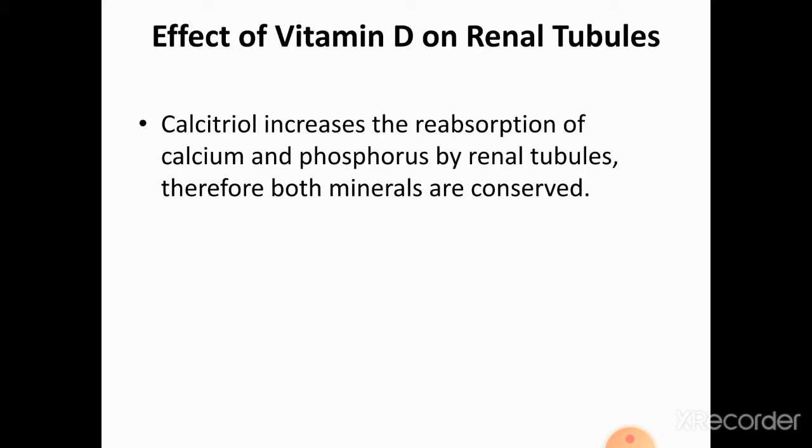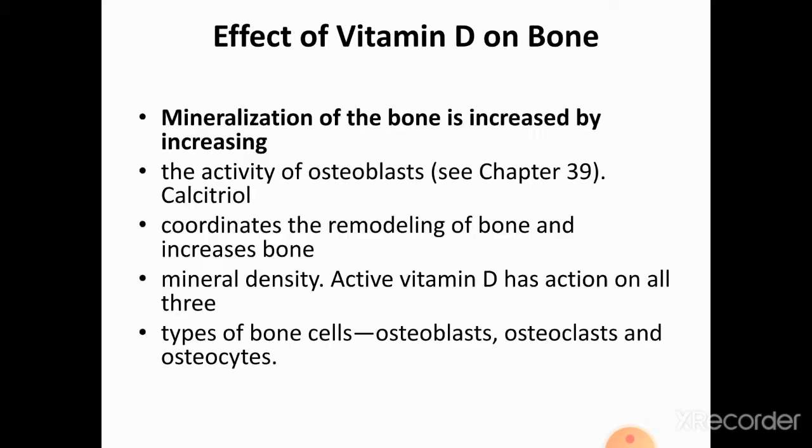Then in renal tubules, vitamin D increases the reabsorption of calcium and phosphorus from the renal tubules. Therefore, both the minerals are conserved. So excess excretion of calcium and phosphorus is controlled by vitamin D. Calcitriol is increasing the reabsorption of calcium and phosphorus from the renal tubules.